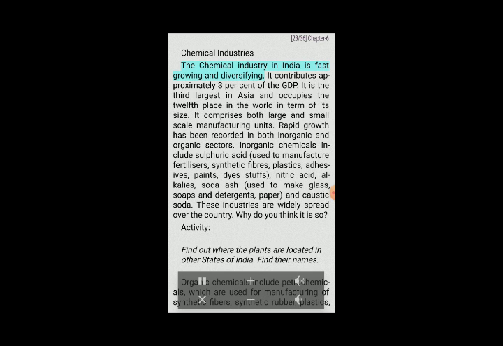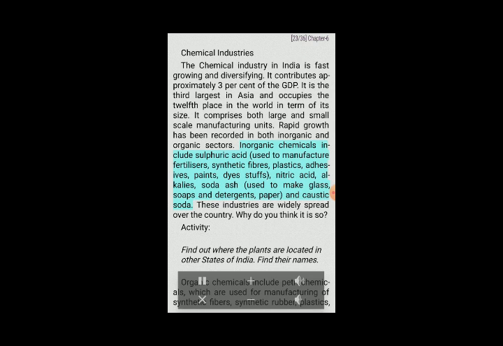Why? Chemical industries. The chemical industry in India is fast growing and diversifying. It contributes approximately 3% of the GDP. It is the third largest in Asia and occupies the 12th place in the world in terms of its size. It comprises both large and small-scale manufacturing units. Rapid growth has been recorded in both inorganic and organic sectors.